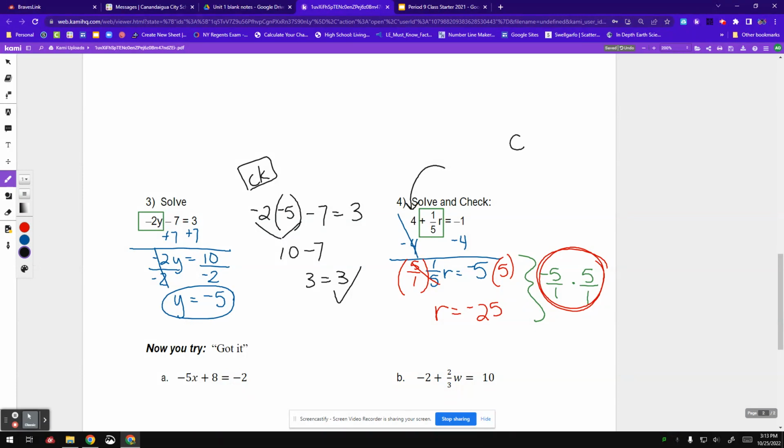And I'm going to show my check because that was tricky, so I definitely want to check to make sure I'm right. 4 plus 1/5 times, I'm going to replace that with negative 25 equals negative 1. Order of operations says that I have to multiply first. So I have to do this first, not 4 plus, so be careful there. So I'm going to have 4 plus, I'm going to put this over 1. I can cancel here. 4 plus negative 5 is negative 1. So that hard work paid off.